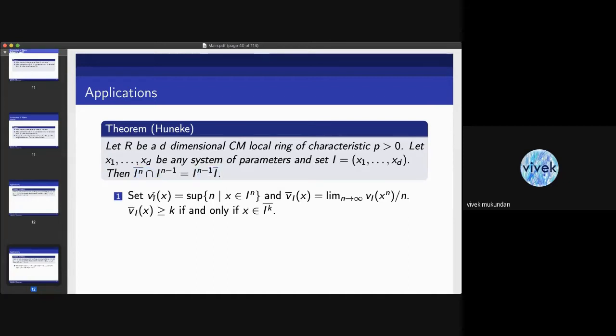So first, a couple of definitions. v_I(x) is the supremum over all integers n such that x is in I^n, and v-bar_I(x) is the limit of the quotient v_I(x^n) over n. This limit is known to exist, and it is a rational number. We can also show that v-bar_I(x) is bigger than or equal to k if and only if x is in the integral closure of I^k.